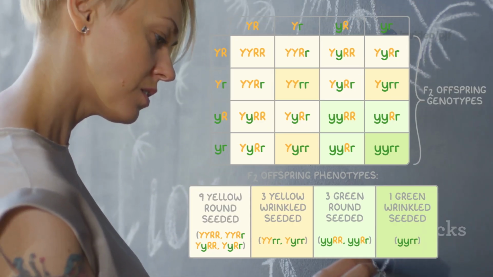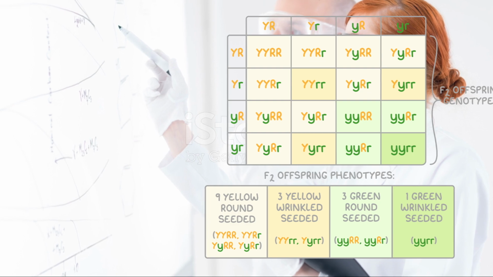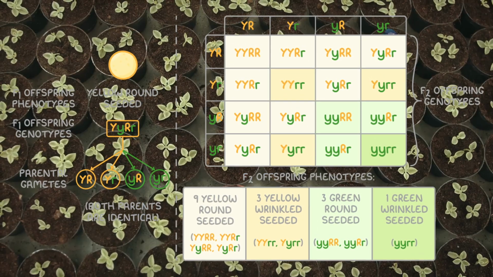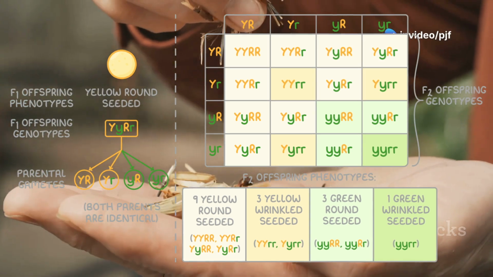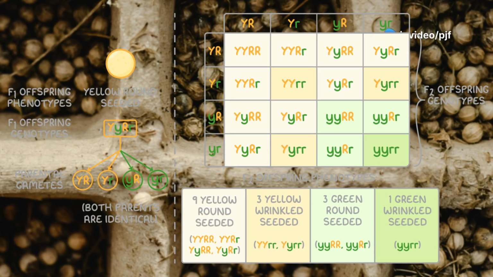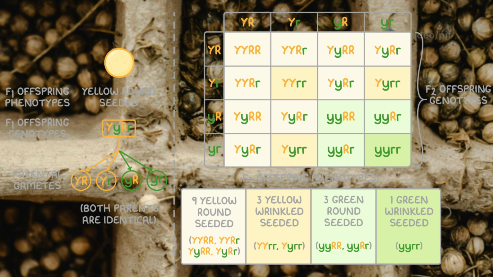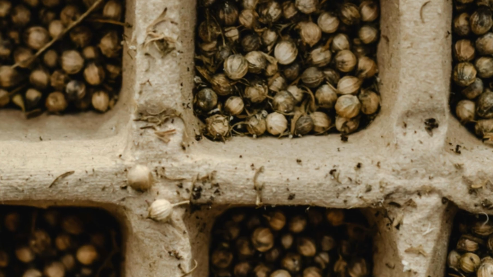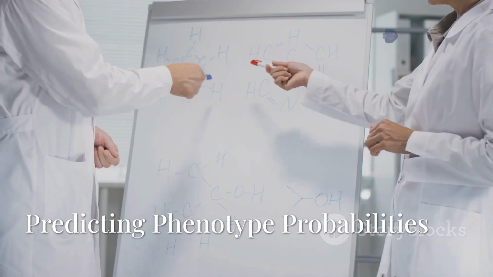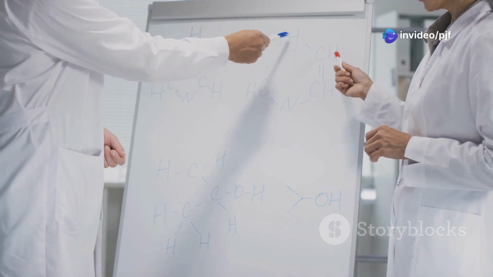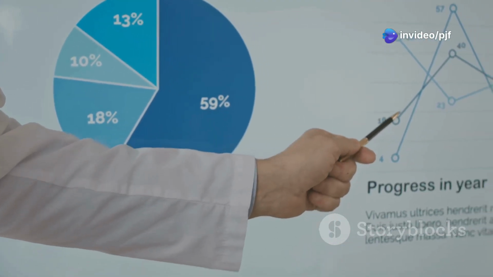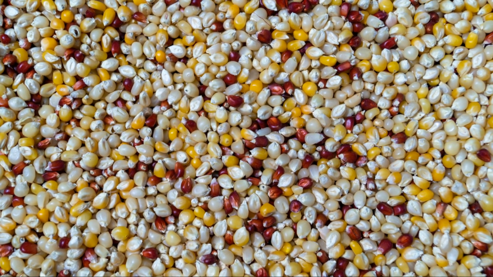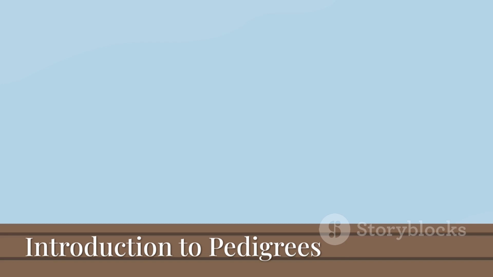Example, big Y, little y, big R, little r, crossed with big Y, little y, big R, little r. Y stands for yellow seeds, R stands for round seeds, little y stands for green seeds, little r stands for wrinkled seeds. You get 16 boxes in your Punnett square now. It's chaos, but controlled chaos like a group project with actual instructions. Oh, and hey, don't forget, you can predict phenotype probabilities based on your results. Like, if 9 out of 16 boxes have yellow round seeds, that's your most likely outcome.